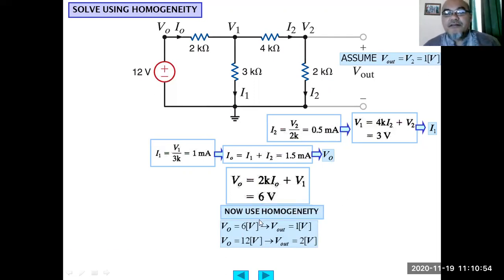Okay, so using the homogeneity principle of superposition, if the independent source V0 is 6-fold, we will get 1-fold of V output. It means if V0 is 12-fold, then we will obtain V output equal to 2-fold. Okay, so this is the principle of homogeneity.